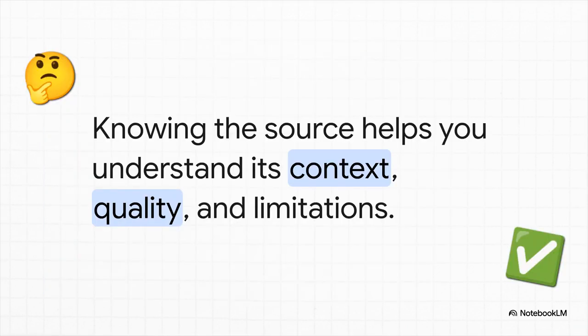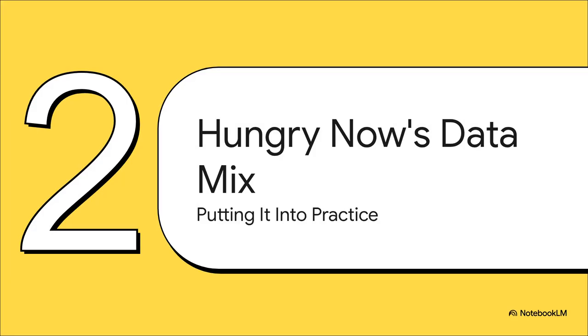So, internal, external, open, why do we even bother with these labels? What's the point? Well, the point is everything. Knowing where your data comes from gives you context. It helps you figure out its quality, and crucially, you understand its limitations before you even start crunching the numbers. Okay, enough with the definitions. Let's make this real. Let's look at how these three types of data actually come together in our world, right here at Hungry Now.